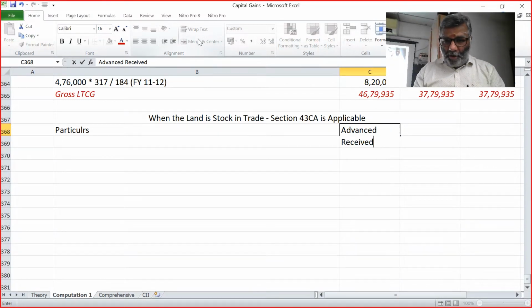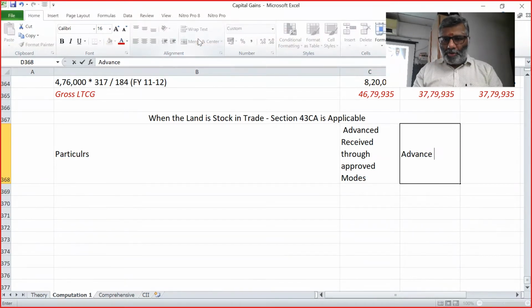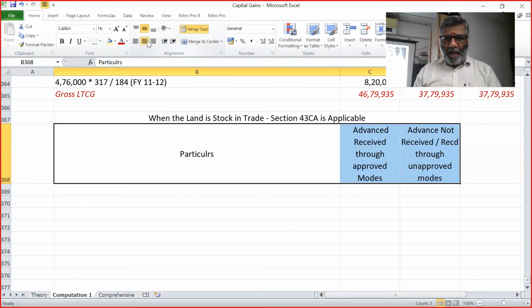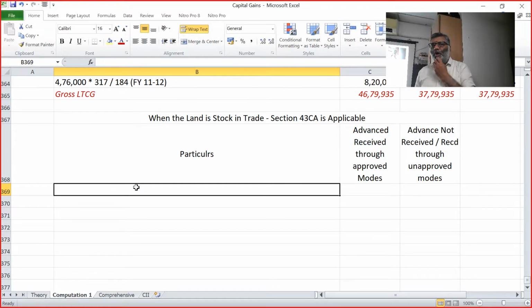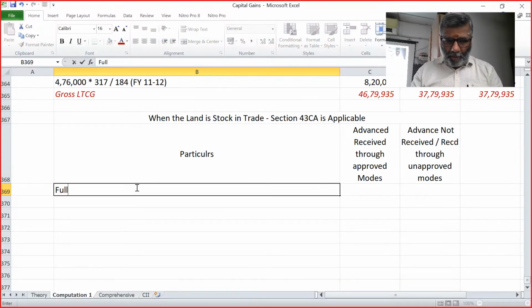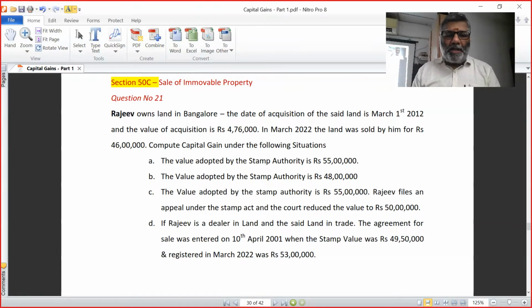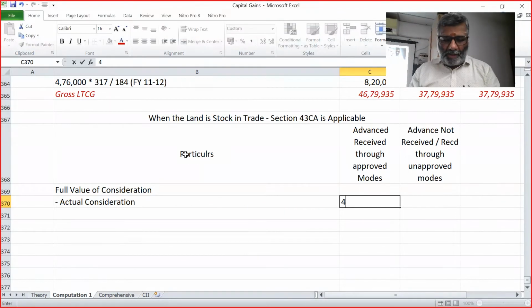Advance received through approved modes. Advance not received or received through unapproved modes. Okay, two ways we are going to answer: where the advance is received through approved modes, or where either advance is not received or it is through unapproved modes. Full value of consideration, actual consideration is 46 lakhs.